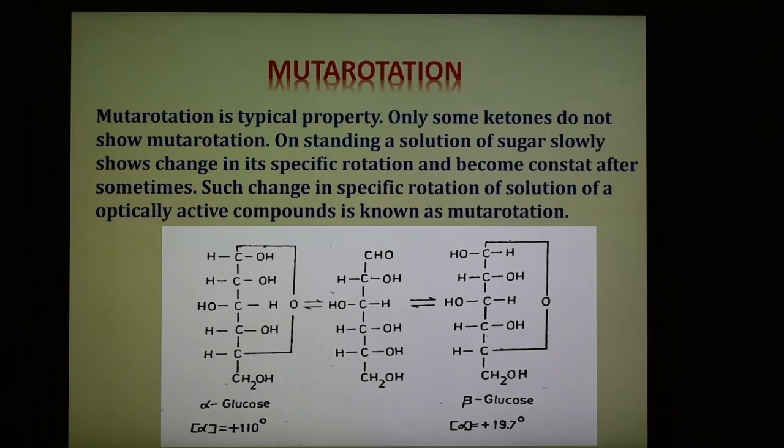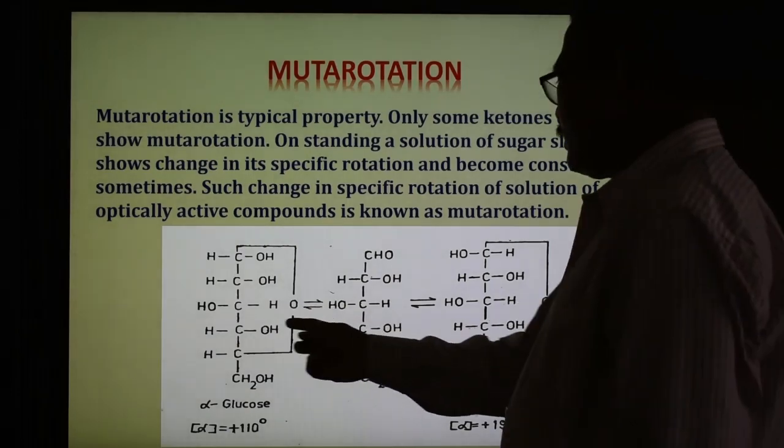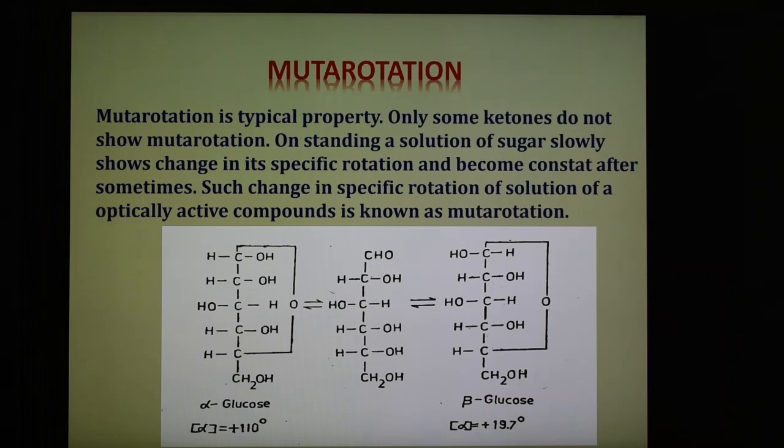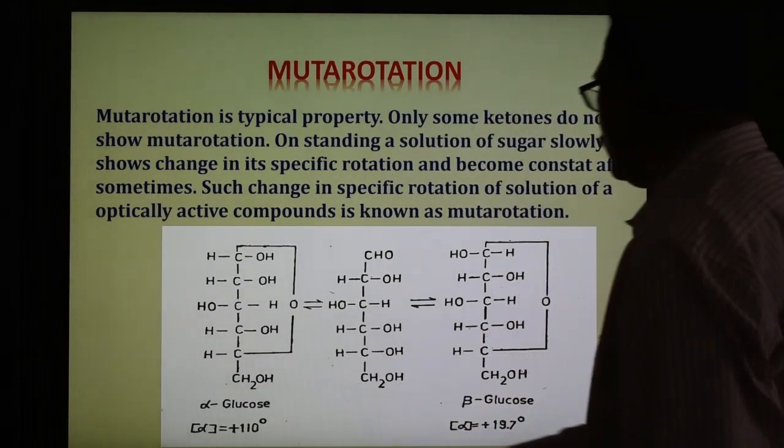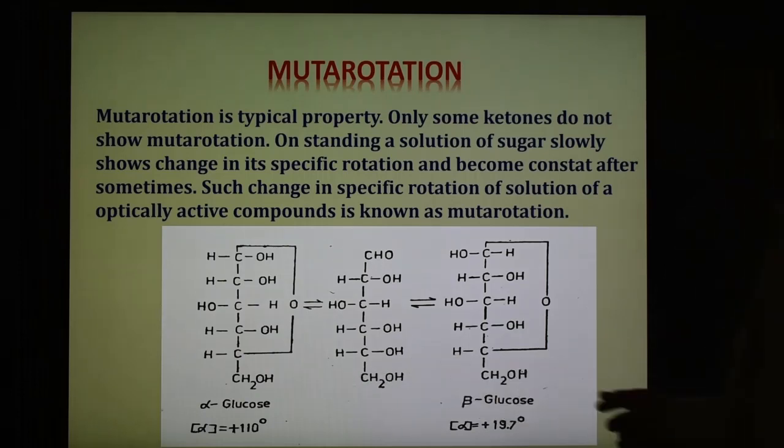So mutarotation in aqueous solution involves opening of the ring and reclosing of the ring in the original or inverted position. So here is the interconversion of alpha glucose and beta glucose. The specific rotation of this glucose is plus 110, here 19.7, but after this when equilibrium is reached then it is 52, like that. So the two forms are in equilibrium and this is known as mutarotation. On standing, one specific rotation increases, the other decreases. So this is the mutarotation found in the case of glucose.